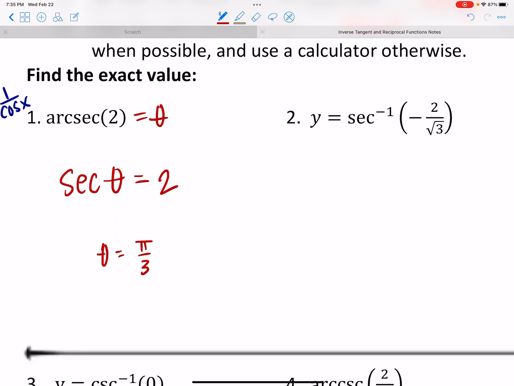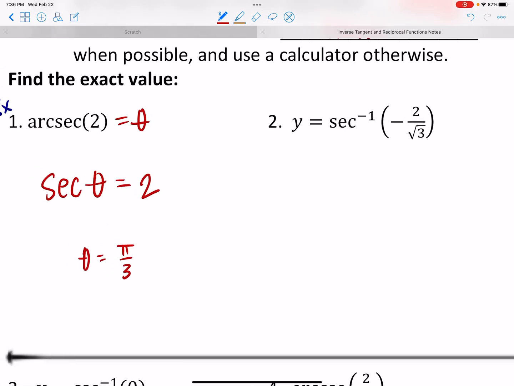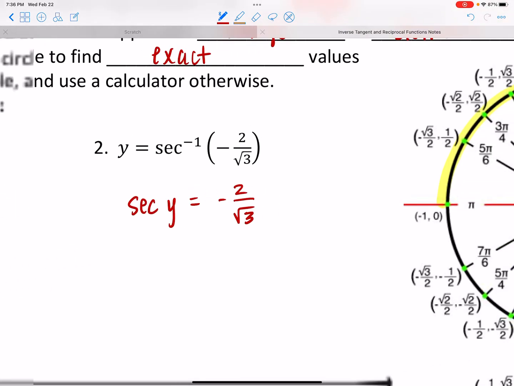Okay? Number 2, given to us as an equation instead of an expression, but same thing. If we're trying to find y such that it's equal to the inverse secant of negative 2 over radical 3, again, that means I'm looking for an angle. They're just naming it already for me. They're calling it y instead of me calling it theta. So such that the secant of that angle y is going to be equal to negative 2 over radical 3. So remember, secant's the reciprocal of cosine.